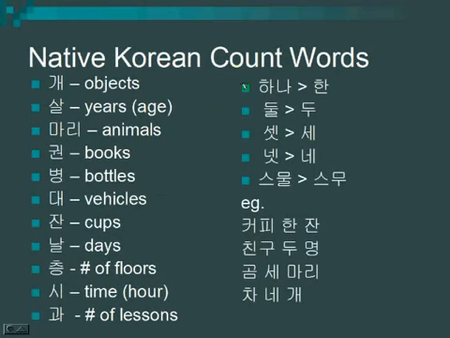So, native Korean count words. When you want to use a count word, 하나 turns to 한, 둘 to 두, 셋 to 세, 넷 to 네, 스물 to 스무. And here are the count words that go with native Korean numbers. If you don't know the count word, and there are a lot of them, you can just use 개. That's a general counter. However, I give you all the ones that you should know. So if you use 개, it's perfectly fine. And that's why I put it at the top, because you should know that.